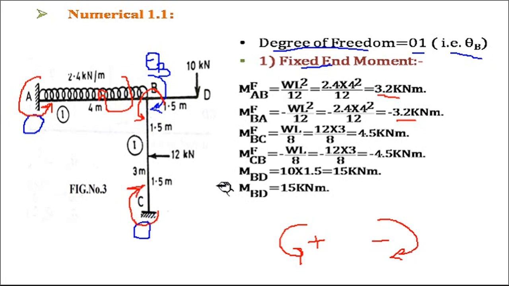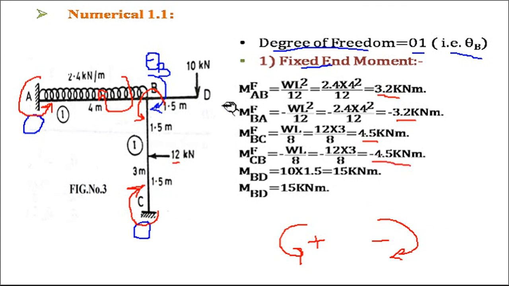So here in member BC it is acting in anti-clockwise direction, so it will be plus. The formula for the fixed moment when the load is acting at the center is WL by 8. Put the value of W as 12 and length is 3. So 12 into 3 upon 8, the value is 4.5. In member CB, the fixed moment is clockwise, so minus WL upon 8. Put the value of W and L, and we get the fixed moment as minus 4.5.